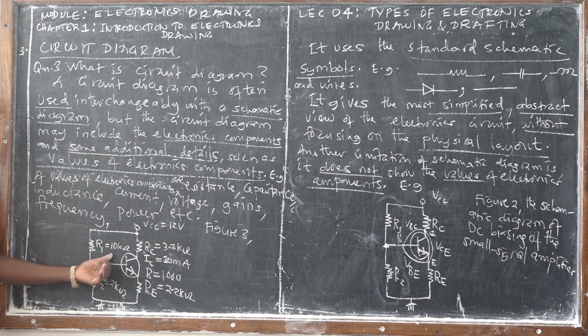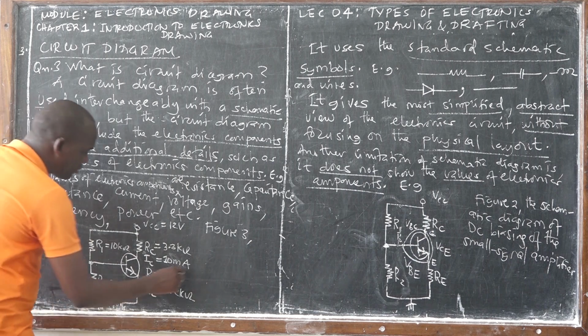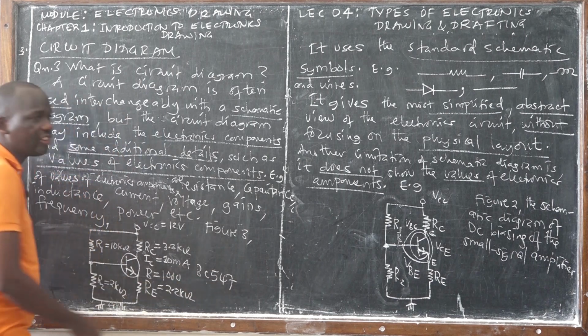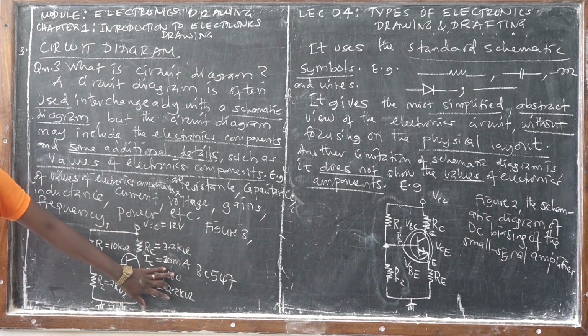In this potential divider network, the value of resistance is 10 kilo ohm, and here 2 kilo ohm. Okay? And then what are the parameters of the transistor? We need collector current, 10 milliampere, and we also need current gain, which is 1,000. Sometimes you may even find the name of the transistor, maybe BC547. This is the name of the transistor. So you have a lot of detail.